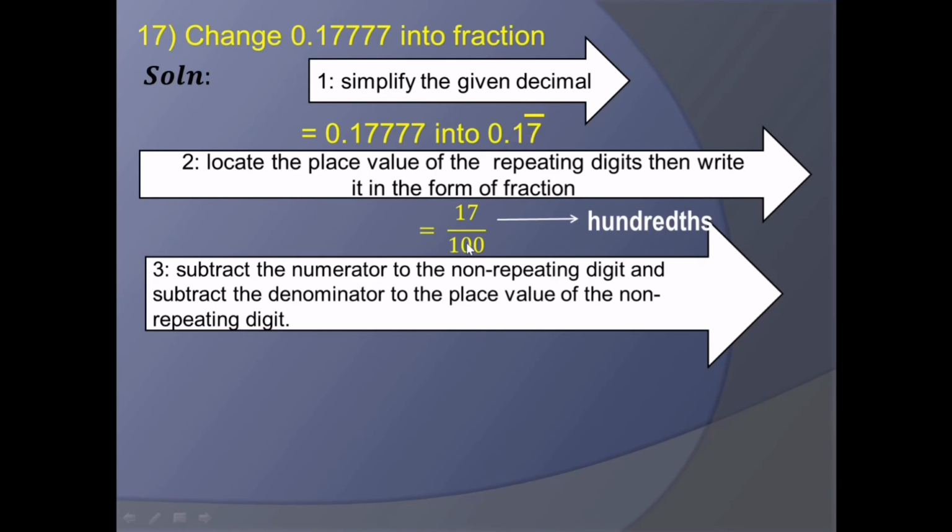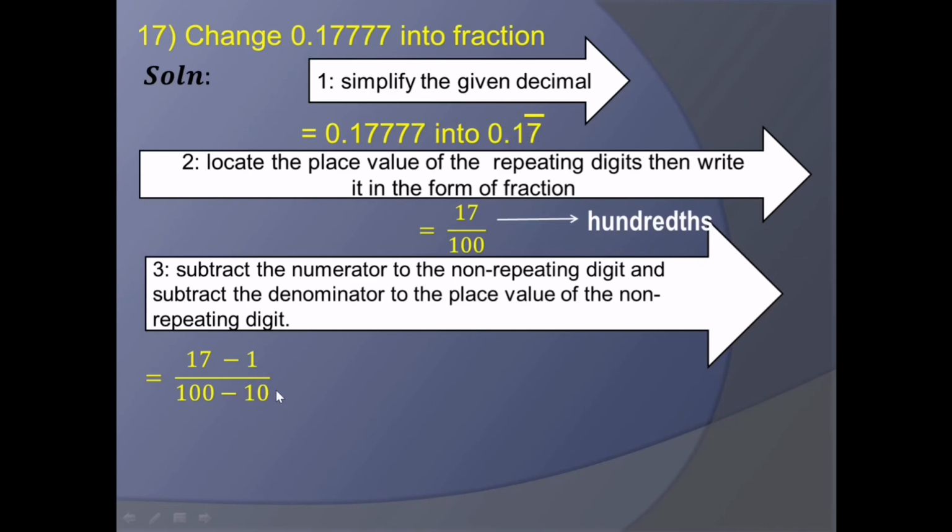And subtract the denominator, which is 100, to the place value of the non-repeating digits. So the place value of 1 is on the tens place value. So the 1 is tens and the non-repeating is 1. So 17 minus 1, 100 minus 10. So again, where did you get 1? Because that is the non-repeating digit.